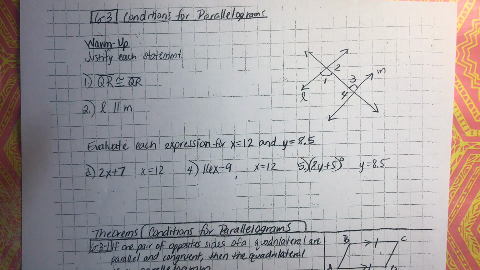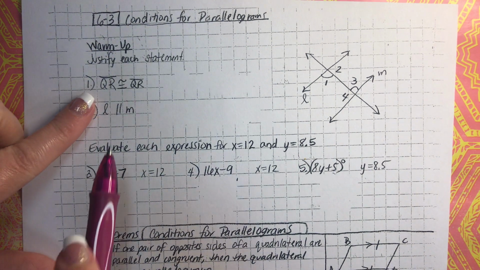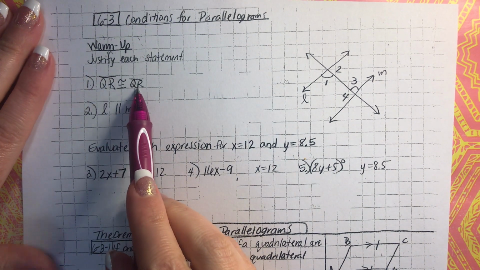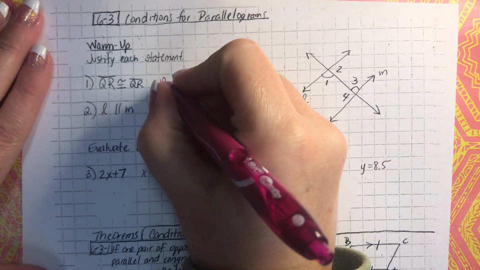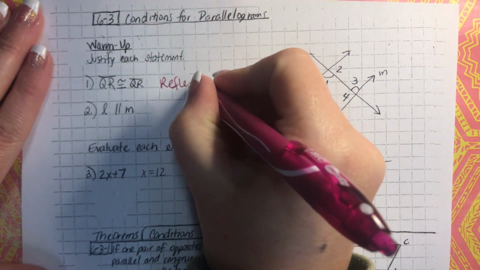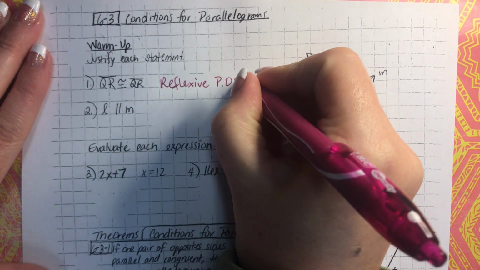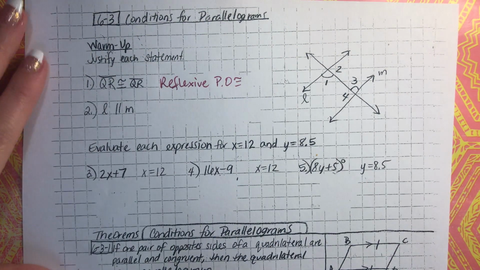Okay, let's see how you did. So the first one, line segment QR is congruent to line segment QR. That is the reflexive property of congruence. So if you got that one right, great job.